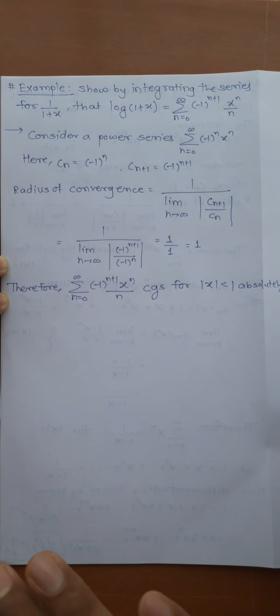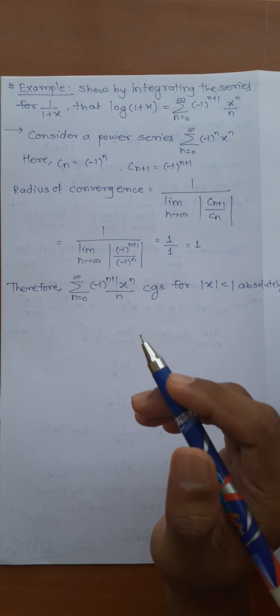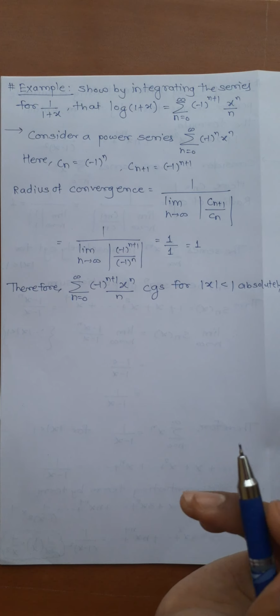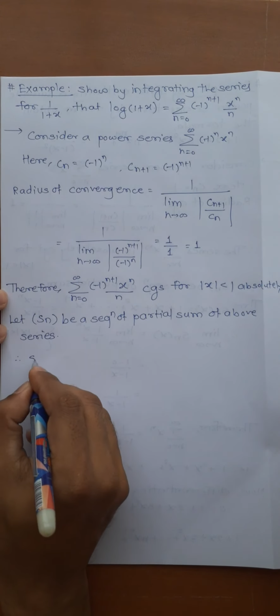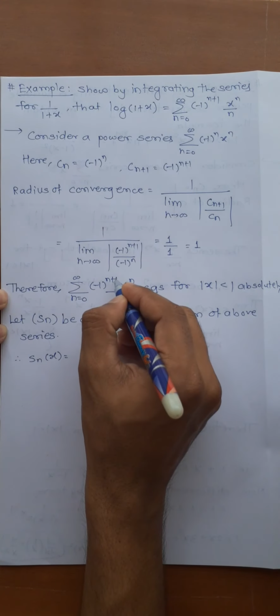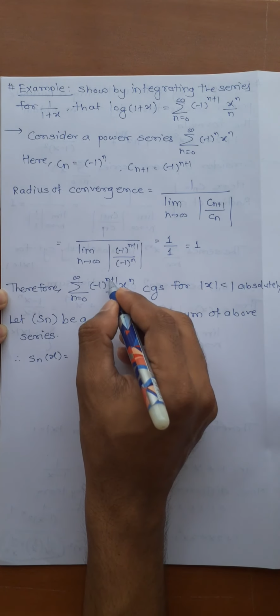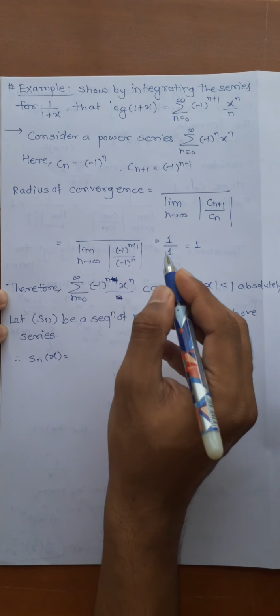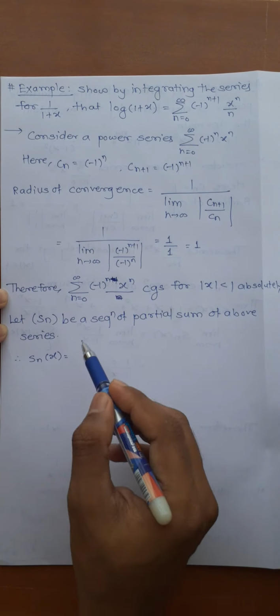So now our target is to find at which function the series is convergent. For that I will consider a sequence of partial sum. Normally we denote the sequence of partial sum by Sn. So Sn of x means the sum of first n terms. Sorry, actually we have considered the series (-1)^n x^n; by mistake I wrote a different series. Okay, so Sn is a sequence of partial sum.